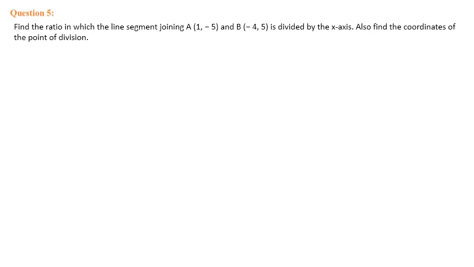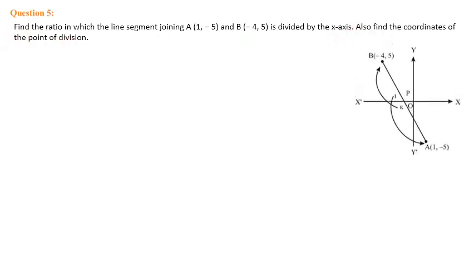In the first part, just like the previous question, we have to find the ratio in which a point on the x-axis divides the line joining A(1, -5) and B(-4, 5). And in the second part, we have to calculate the coordinates of the point of division, a particular point on the x-axis. That is the second part.